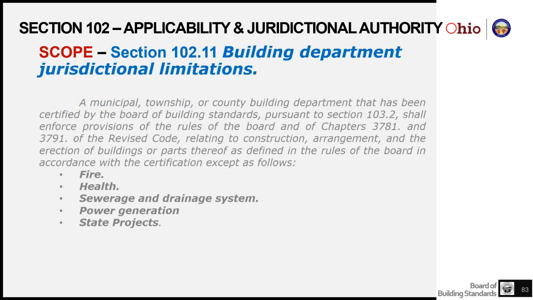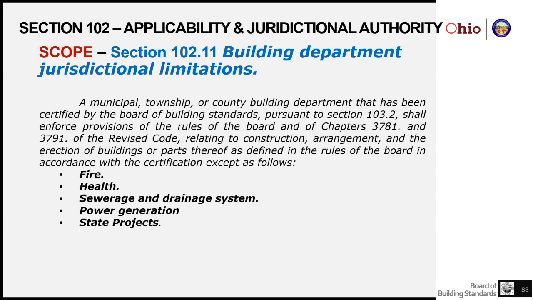So building departments will have jurisdictional limitations, and 102.11 talks about that. That's the list of other authorities that work in the jurisdiction, oftentimes to which the building department's jurisdiction will bump up against, and it is expressed here.